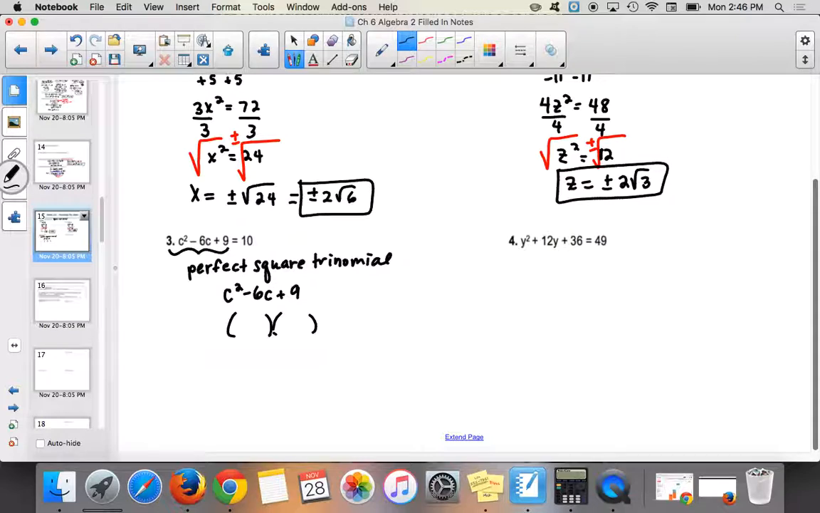So if I have c squared minus 6c plus 9, I would need c and c at the beginning. And I need 3 and 3 at the end. Yep, and I need my outer and inner to combine to be negative 6, so I need a negative and a negative. So it factors into c minus 3 squared. That's what we call a perfect square trinomial. Perfect square meaning it's something squared in the end. All right, and that's all going to equal, on the other side of the equation was 10.